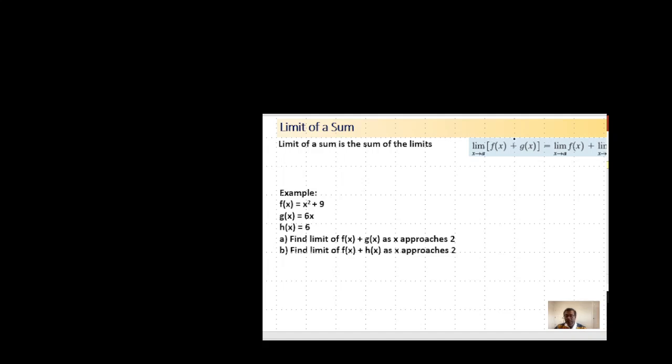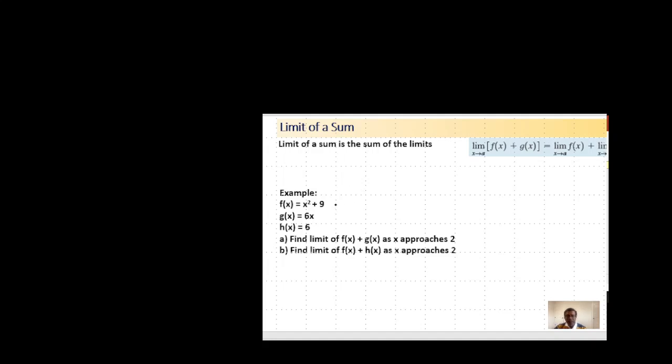So if you look here, we are trying to find the limit of an expression consisting of two functions, f(x) and g(x). For example, we have mentioned here what f(x) and g(x) are. If we are trying to find the limit as x approaches a of the sum of the two functions, the result will be the same if we find the limit of each function as x approaches a, and then sum them together. So let's take an example.